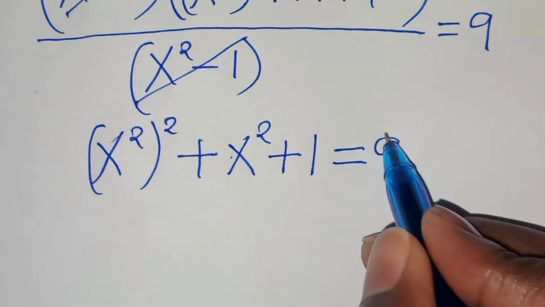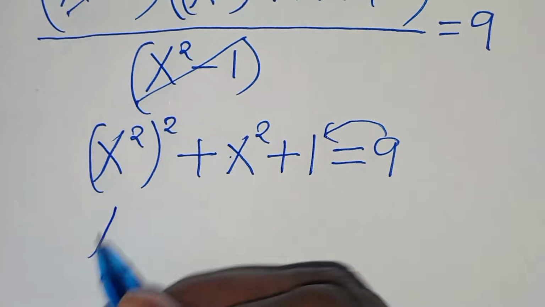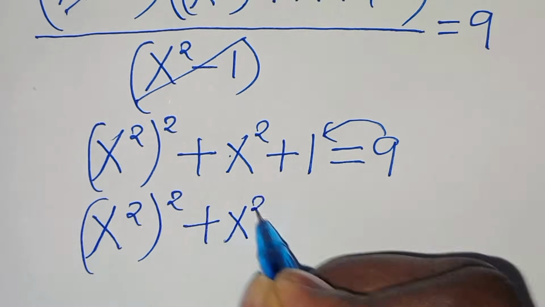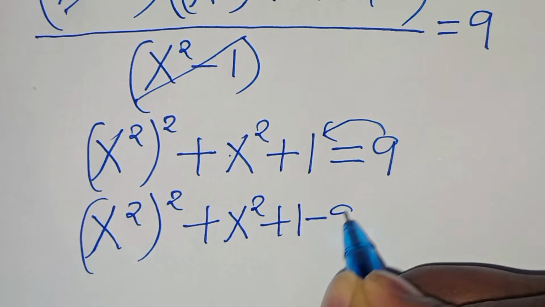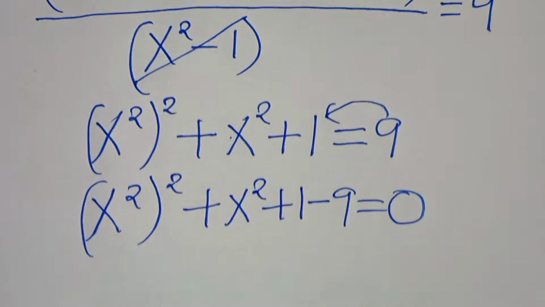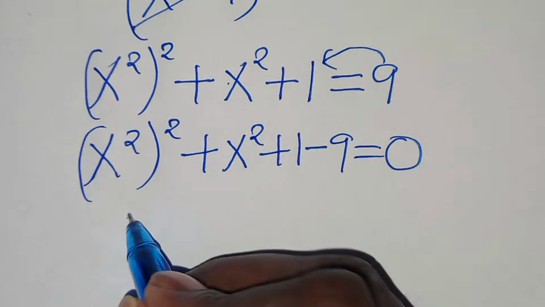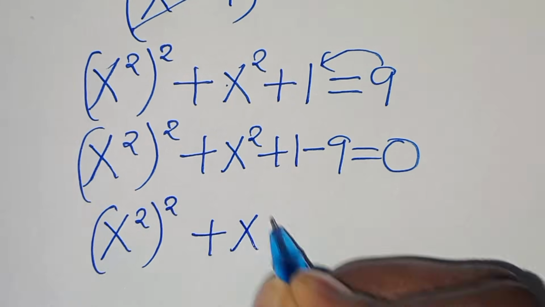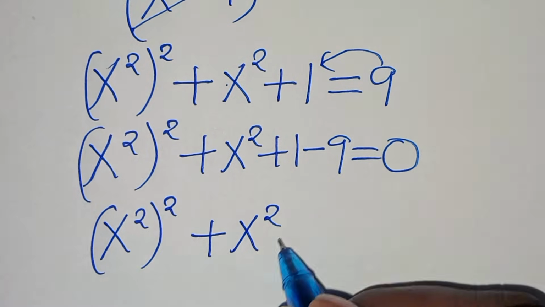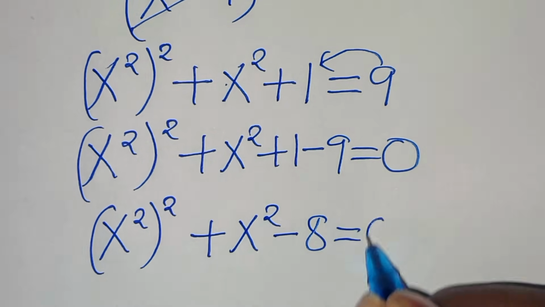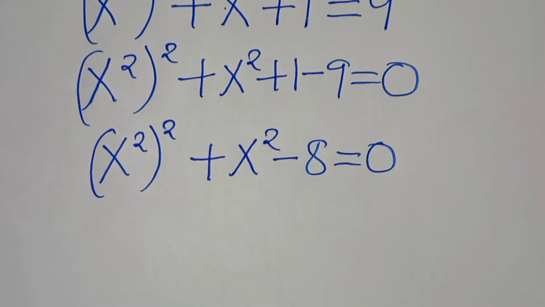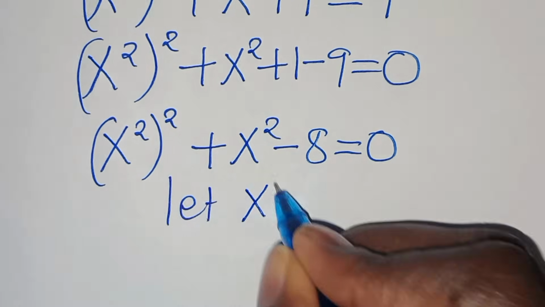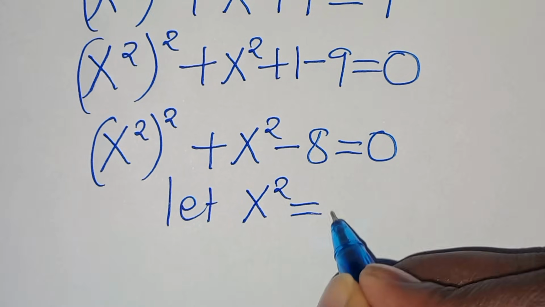Okay, so let's take 9 to the left-hand side, so that we have (x^2)^2 + x^2 + 1 - 9 = 0. So we have (x^2)^2 + x^2 + 1 - 9, which is minus 8, equal to 0. The next step is that we can let x^2 be equal to u.